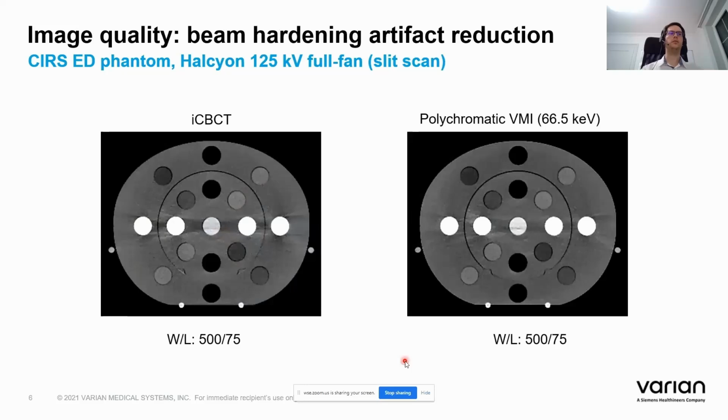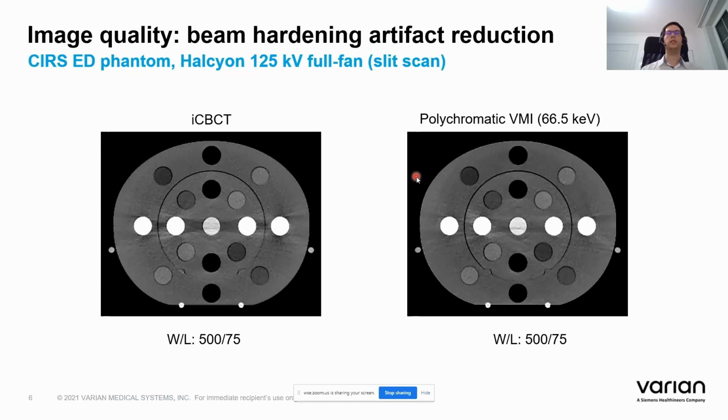As mentioned in the introduction, one of our goals was to improve image quality by reducing beam hardening artifacts. As a test case for the polychromatic reconstruction, we scanned the electron density phantom in a configuration that was designed to be affected by beam hardening artifacts. For this purpose, we arranged bone inserts in one row. As you can see in the image on the left, in the standard ICBCT reconstruction, there is shading in between the bone inserts.